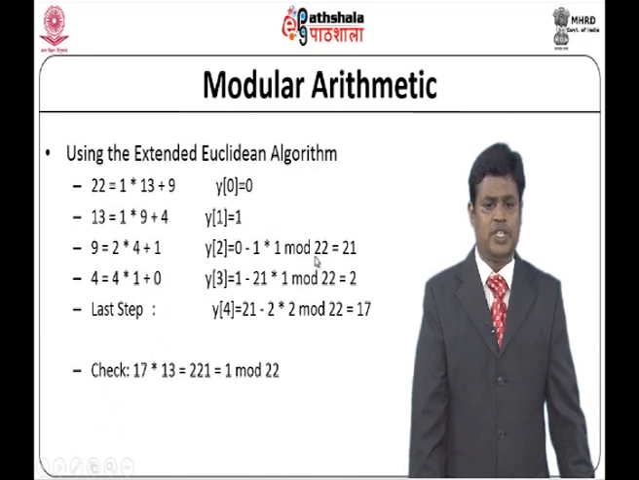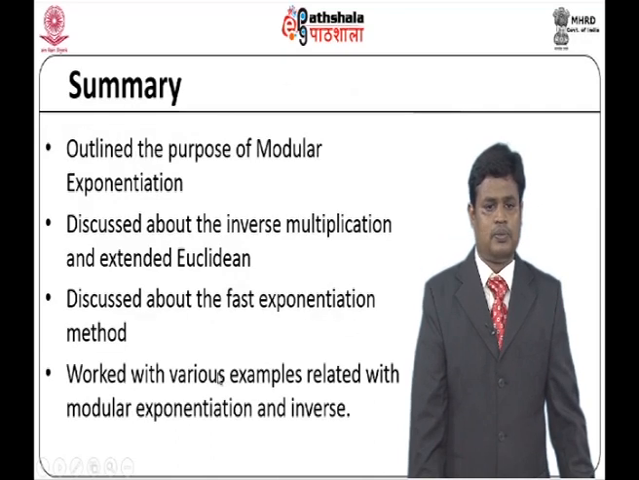With the help of the extended Euclidean algorithm, starting with y equal to 0, at each and every stage we take the coefficient and perform the mod operation. We get 17 into 13, checking that it is going to be 1. The answer is also going to be 1, so you can verify that. In the last step you get 17. So the inverse is 17, and 17 times 13 gives the actual 1.